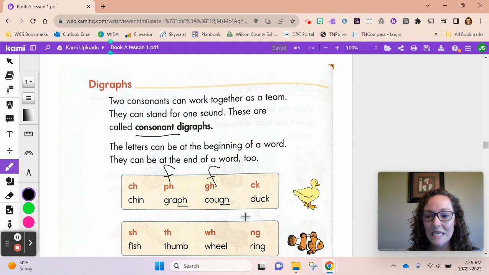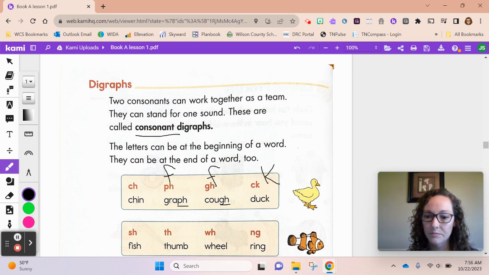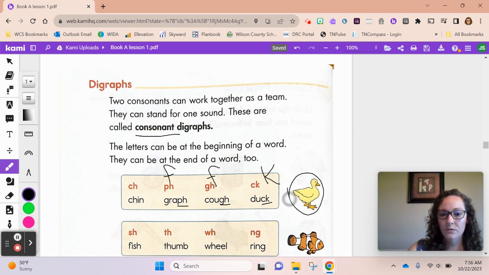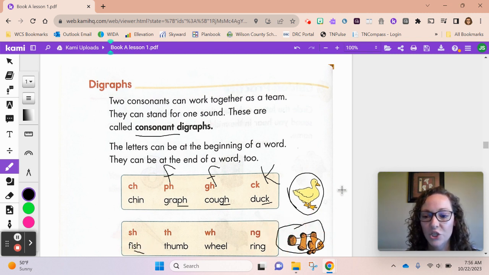This fourth one, CK, it just sounds like the k sound, as if it were a K by itself. K. And in this word is duck, which is this right here. Duck. Now at the bottom, we have SH, which is shh. So pretend you were telling somebody to be quiet. Shh. That's the sound SH makes. And the word it used as our example is fish, right there. Fish.